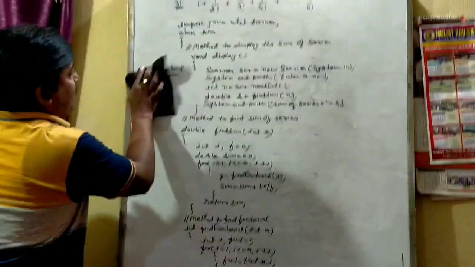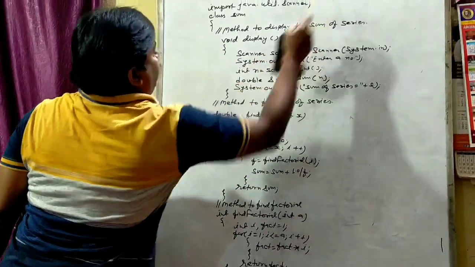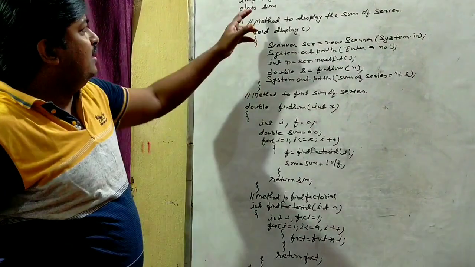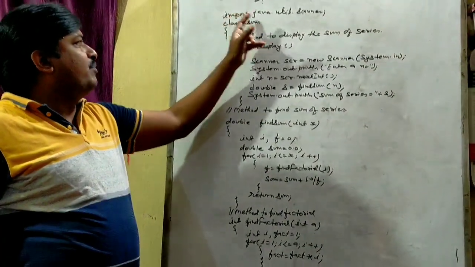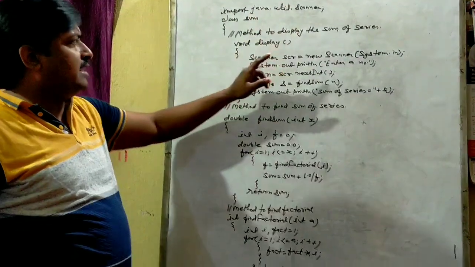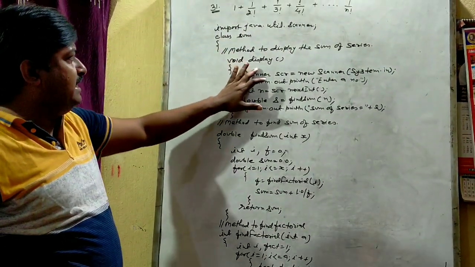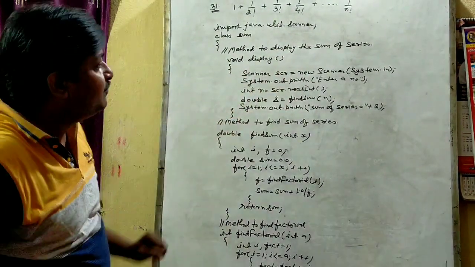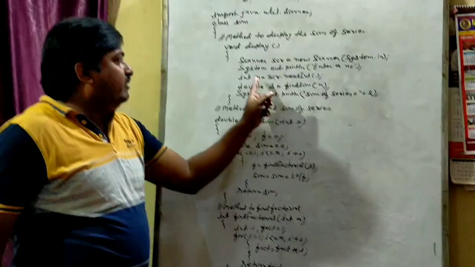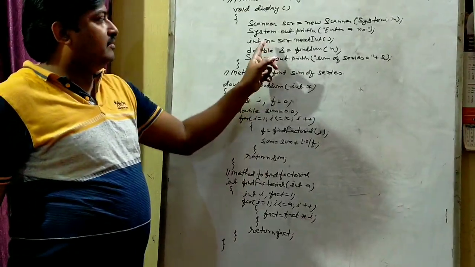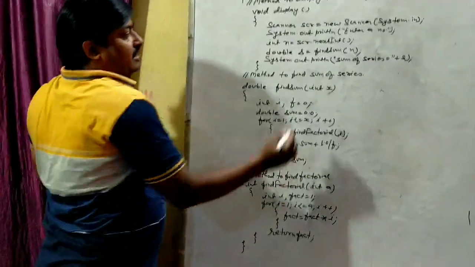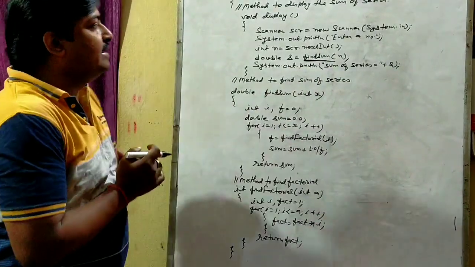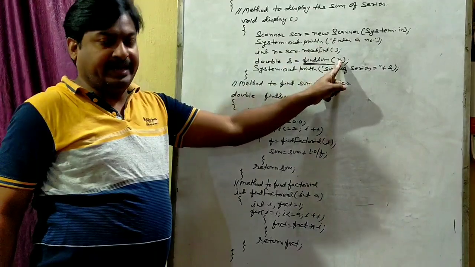So first of all, students, we have to enter the value of n because the series goes up to n. For that we will take an import statement, import java.util.Scanner. Then a void display method to display the sum of series. In this function we will create the scanner object and enter a number. We will input a number and store it in n. Okay, we will call a function find sum, in which we will pass the value n.